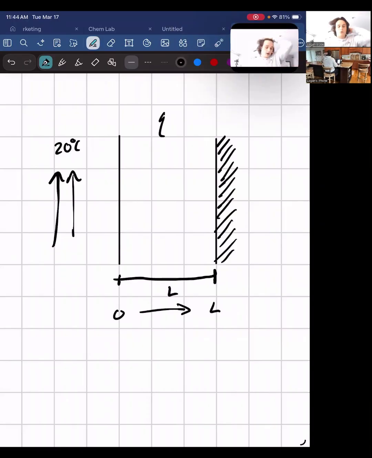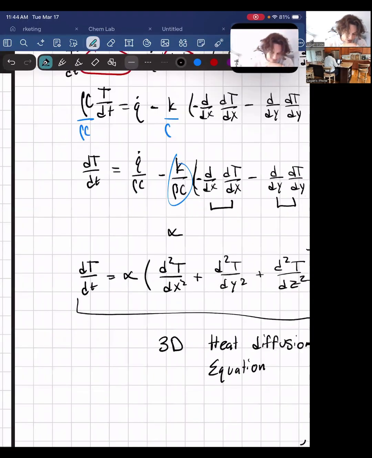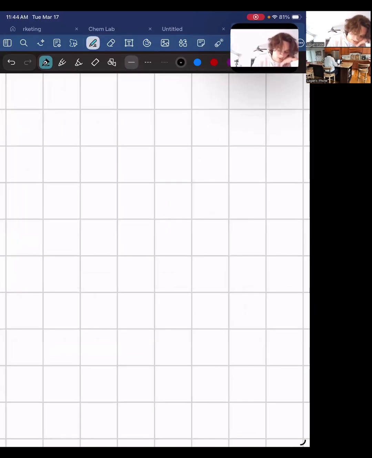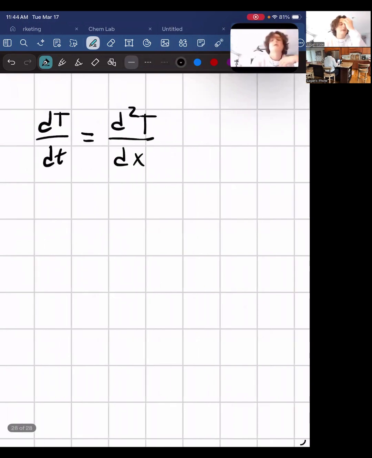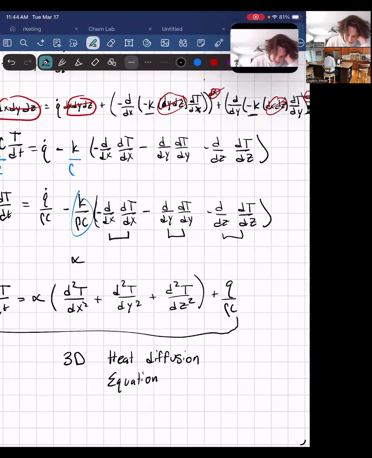So if we take our equation from before, in our example, it is just one dimension, right? So we can just take one dimension here. So we have our dT/dt equals d squared T over dx squared, right? That's our one dimension. We don't need the y or the z, times our q over rho c, or plus q over rho c, right? That is just removing these two terms from our equation.